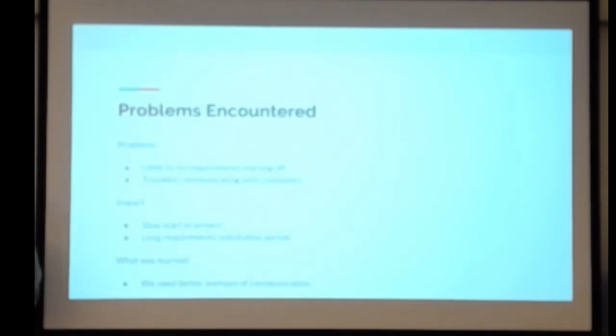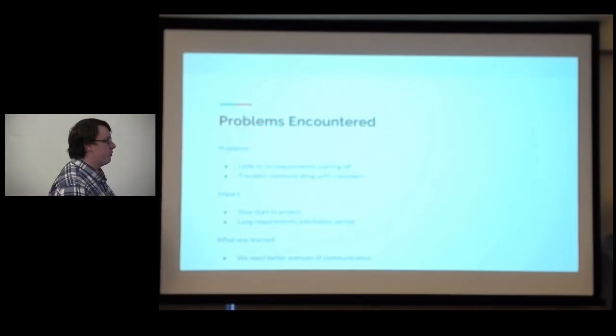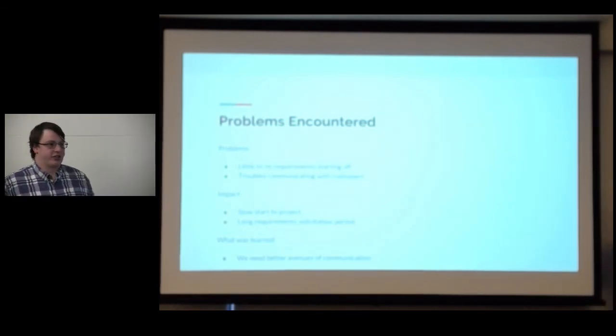All right, so problems encountered. Most of these problems were previously mentioned. When we started off, we had very little to go off of as far as formal requirements. It was more of a vision. So we had to go through and get all our requirements together. We had trouble communicating with some of the universities that our sponsors gave us to communicate with, and these 2 issues led to a slow start time and the long 9-week requirement solicitation period. What we learned is that we needed better avenues of communication.